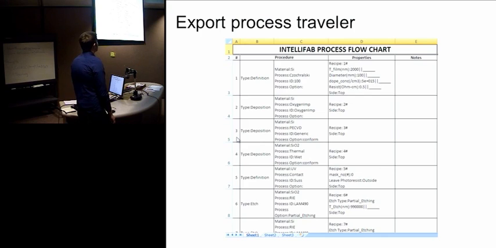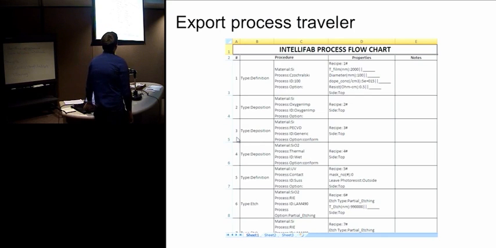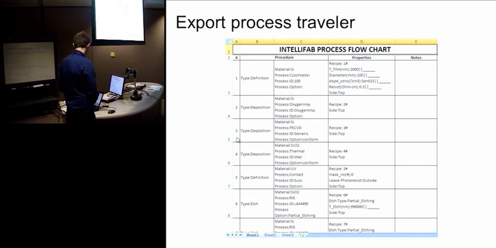From IntelliFab, we can also export a process traveler. It's basically an Excel spreadsheet that contains every piece of information about your process flow. So it's good for sharing information with colleagues or whoever is fabricating your device.